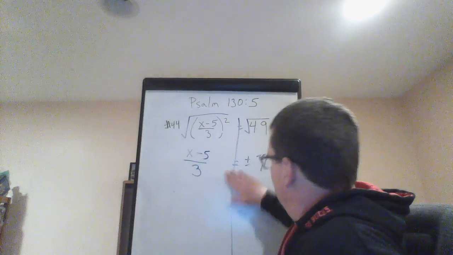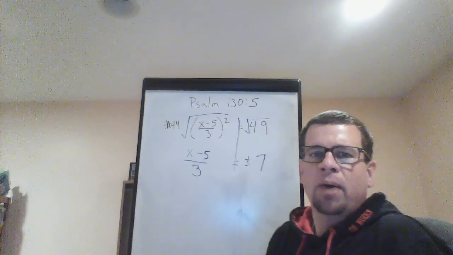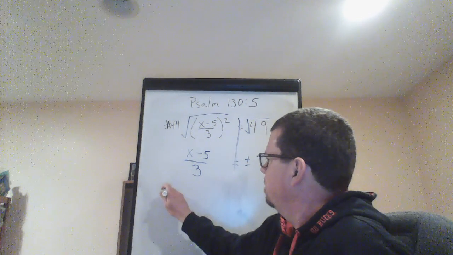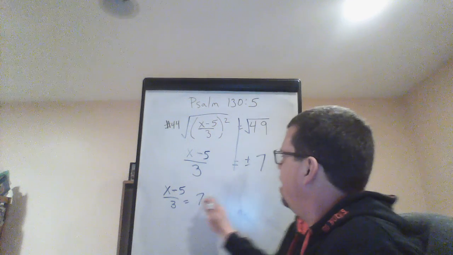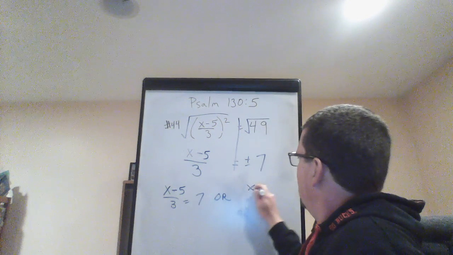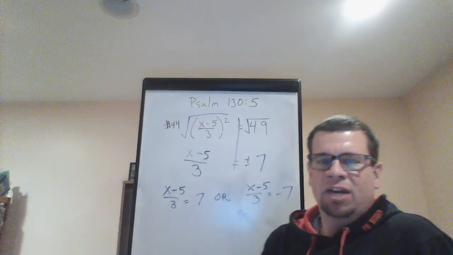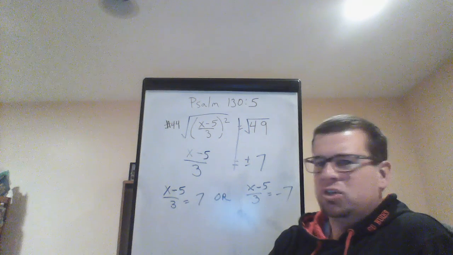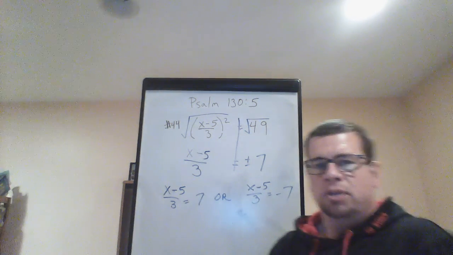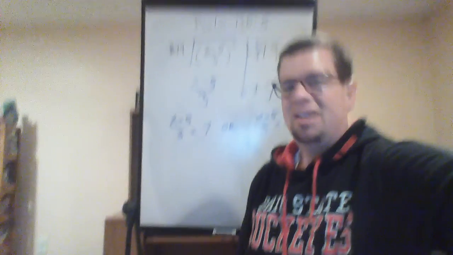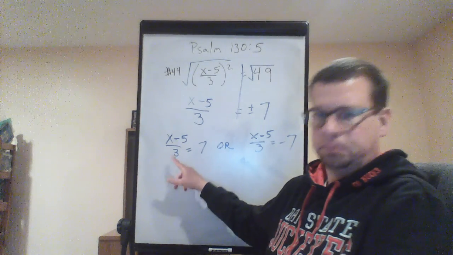Now, at this point, what I'm going to do is solve this two different ways. So I've got (x minus 5) divided by 3 could be 7, or (x minus 5) divided by 3 could be negative 7. I think it's going to be helpful here just to split this plus or minus and go ahead and split it up into two different equations. But now I've got, and these are really just two-step equations here. So again, let's do this one.